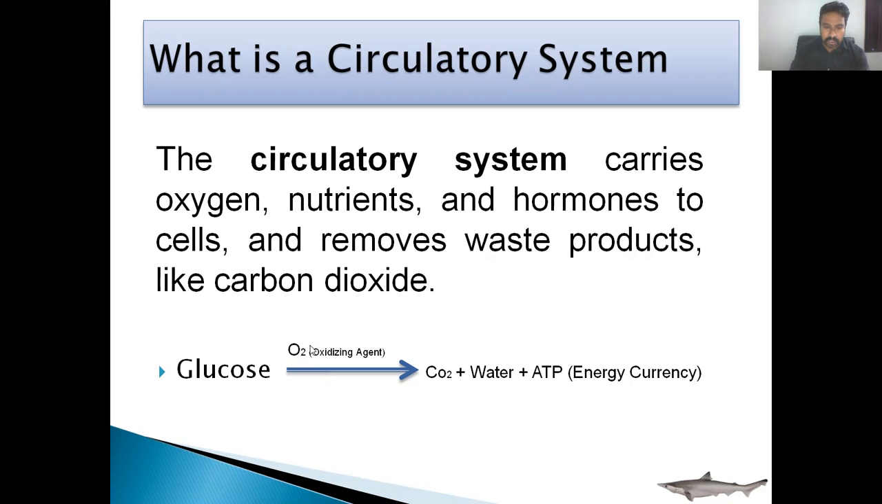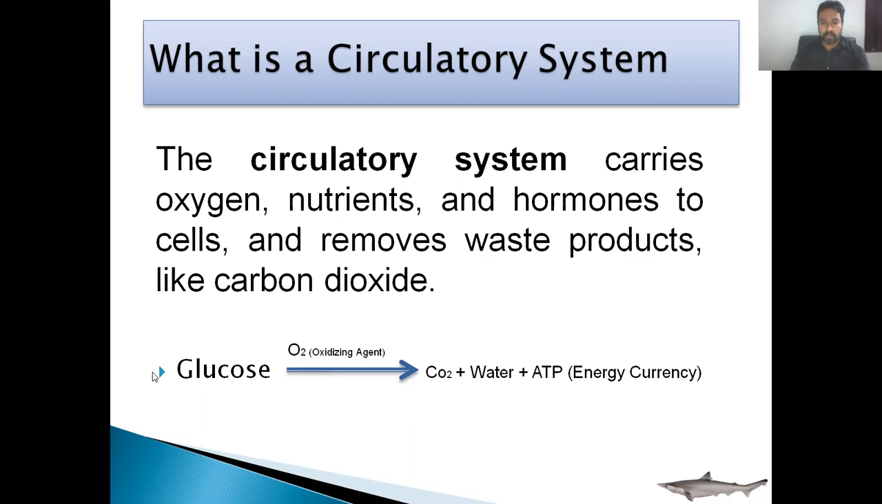But this oxygen and these nutrients must be transported to all the cells, and that function is performed by the circulatory system. As well as the waste material which is produced, for example carbon dioxide, which is harmful for the body. So it should be removed from the body, carried from cells to the respiratory system to be expelled outside. That function is performed by the circulatory system.